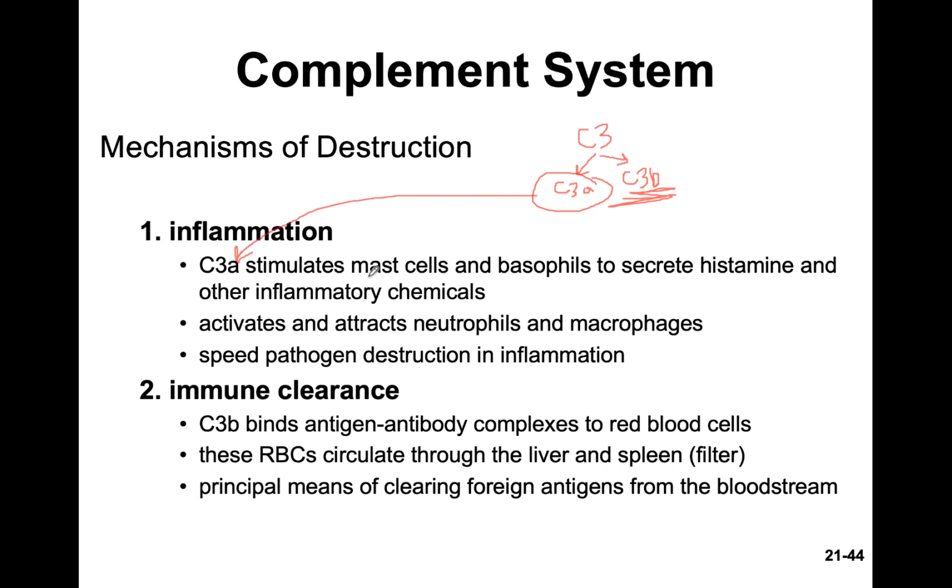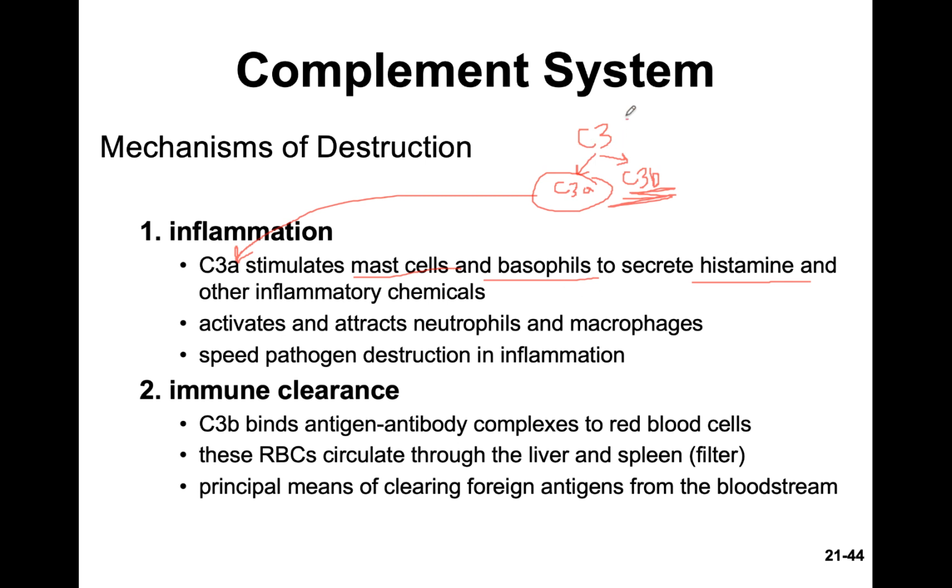So the function of C3a is to stimulate these cells called mast cells and basophil cells. We talked about basophil cells in the last PowerPoint, but we haven't talked about mast cells yet. C3a is going to tell both of these immune system cells to secrete histamine. The histamine is going to elicit a cascade of events that's going to cause inflammation.